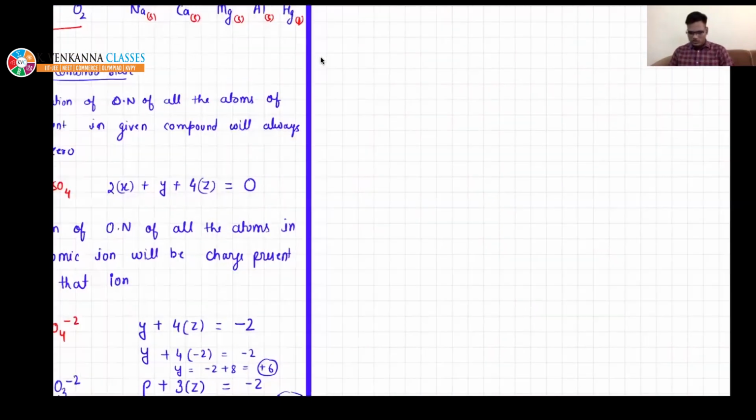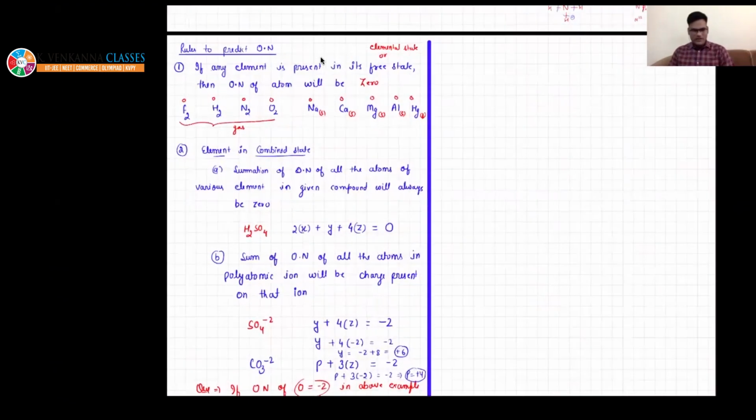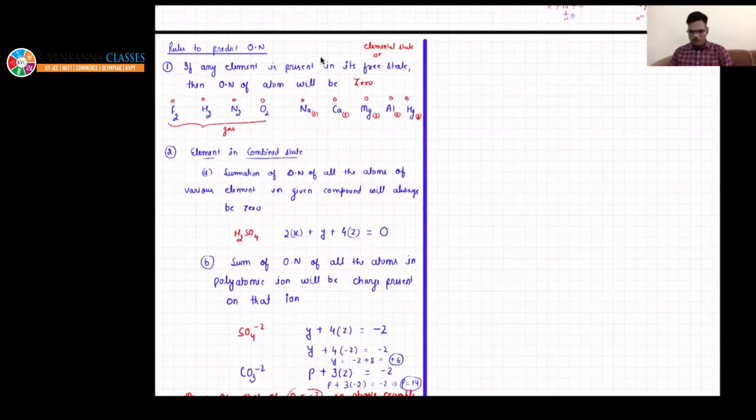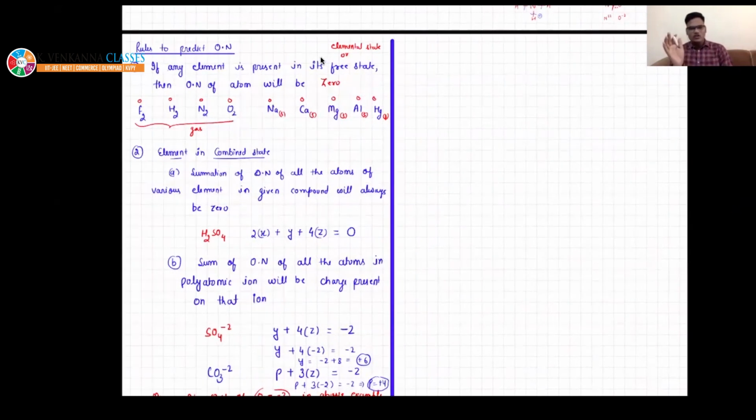Okay. So there are two simple rules: the summation of the oxidation numbers of all the atoms of various elements in a given compound will always be 0. They are not going to ask you these statements. They are going to ask the direct question. So you do not need to learn or memorize these things. Just understand the concept. Okay.